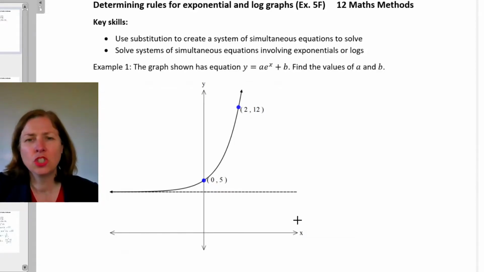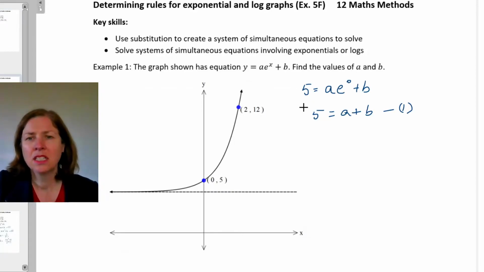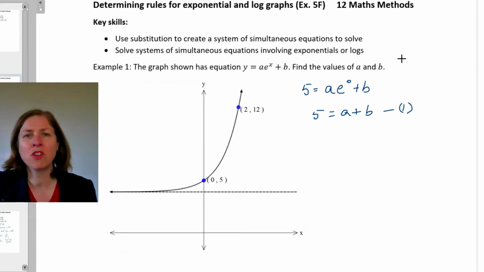So what we need to do is write some equations. The first thing I'm going to do is look at the 2 points that I've got, and my first point is my y-intercept at 0, 5. Now I can use that to put this into the equation where y equals 5 and x equals 0, which gives me 5 equals a e to the power of 0 plus b. E to the power of 0 is 1, so that's 5 equals a plus b.